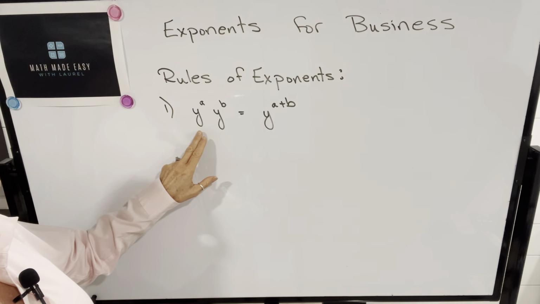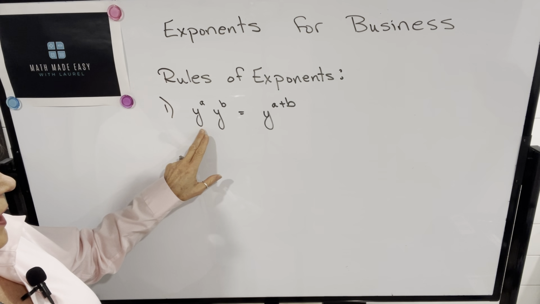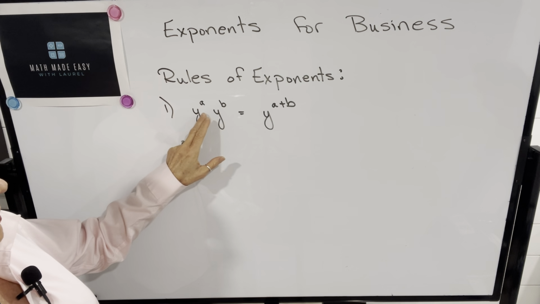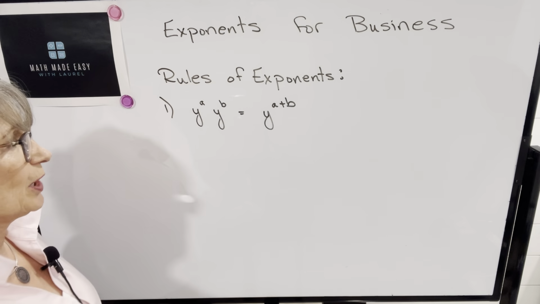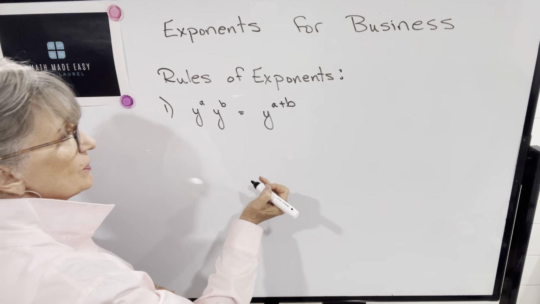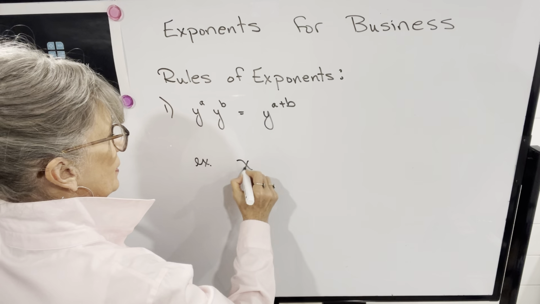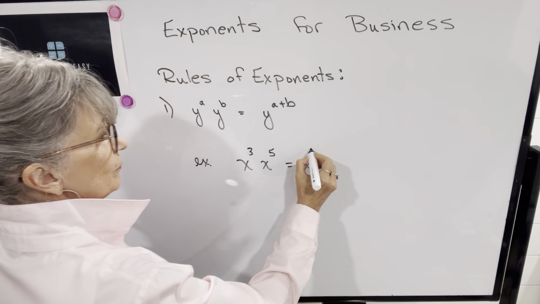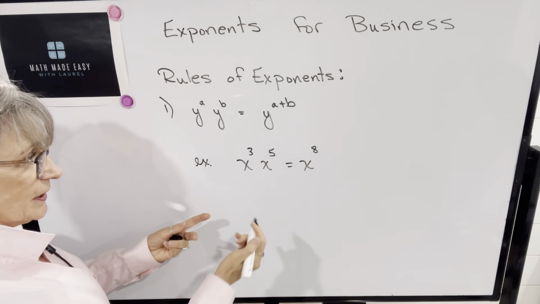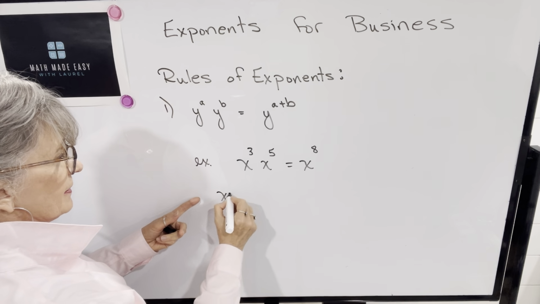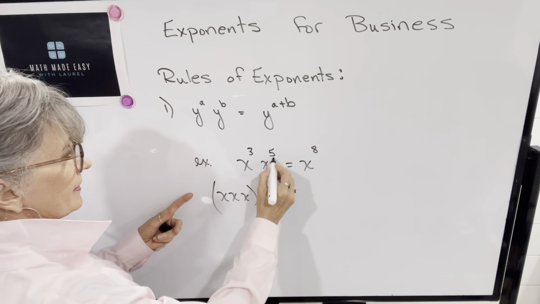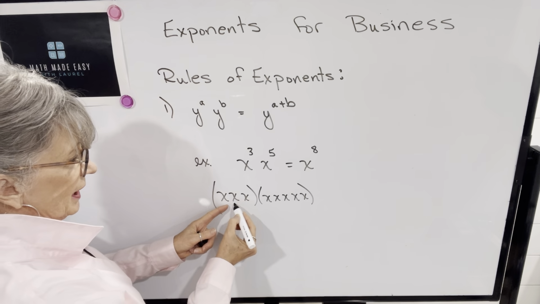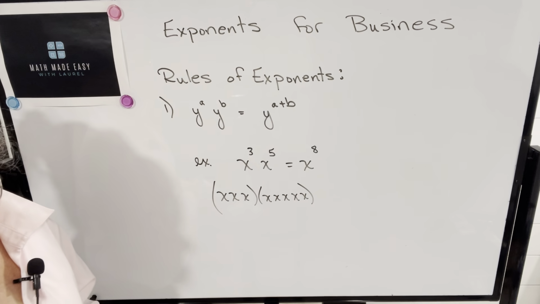The first rule deals with the product of two powers. So you have y to the exponent of a times y to the exponent of b. As long as the bases are the same, you can multiply those two powers by adding the exponents. So for example, if I had x cubed times x to the fifth, that would be equal to x to the 3 plus 5, which is 8. And you can understand that if you think about what x cubed means. It means x times x times x. X to the fifth means x times x times x times x times x. So you're multiplying x to itself 8 times, which is x to the 8th.